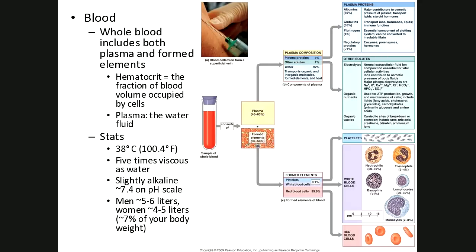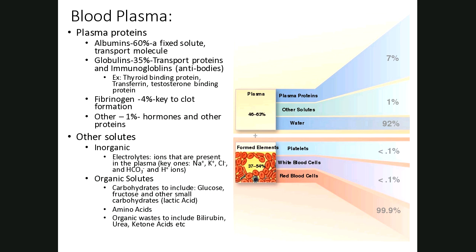And again, in the first video, I talked about how whole blood is divided into our plasma versus our formed elements. And then when we subdivide that plasma, plasma proteins are going to be the most abundant solute in the water of the blood. And the most abundant of the plasma proteins, of course, is albumin. And the reason we have albumin, which is made in the liver, is mainly as a fixed solute.